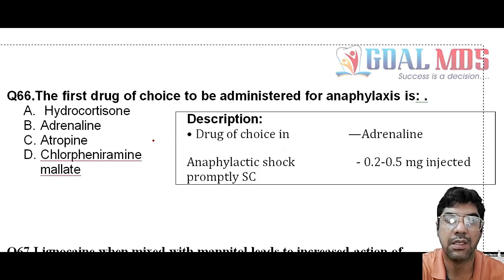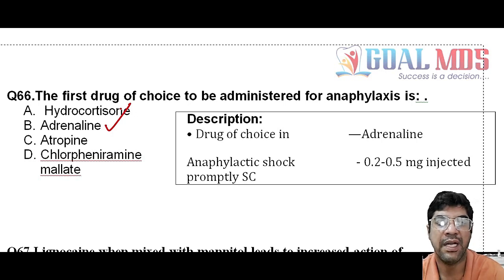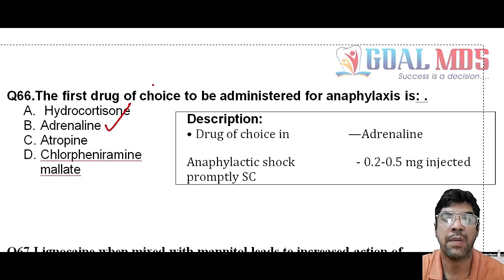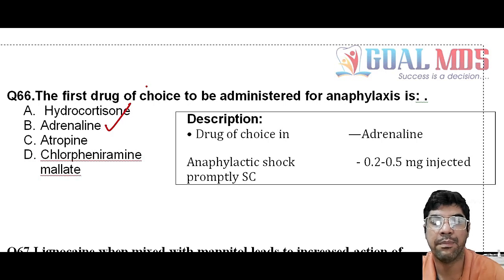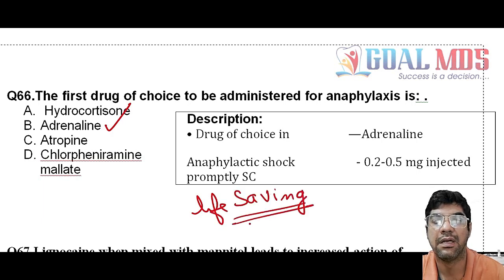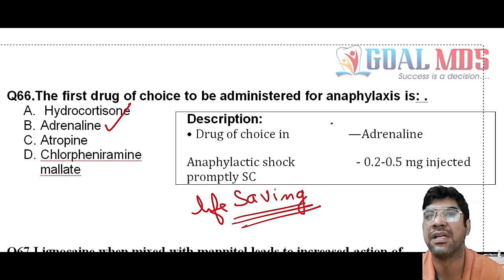The first drug of choice to be administered for anaphylaxis is adrenaline. Epinephrine is the primary and most critical medicament for treatment of anaphylaxis. It acts quickly to raise the blood pressure, reverse the bronchospasm, and alleviate symptoms like difficulty breathing that a patient may experience. Remember, epinephrine is the life-saving intervention in case of severe allergic reaction or anaphylaxis.